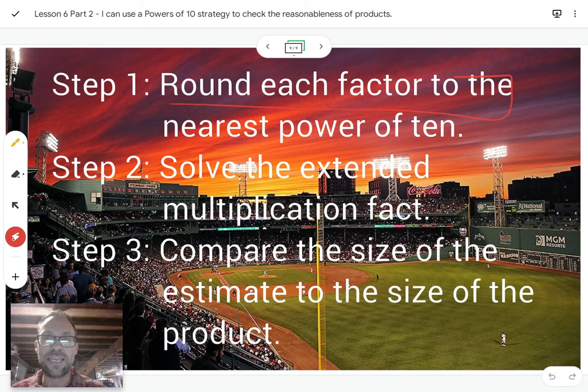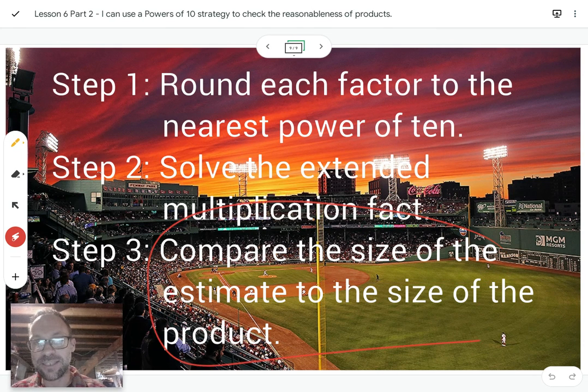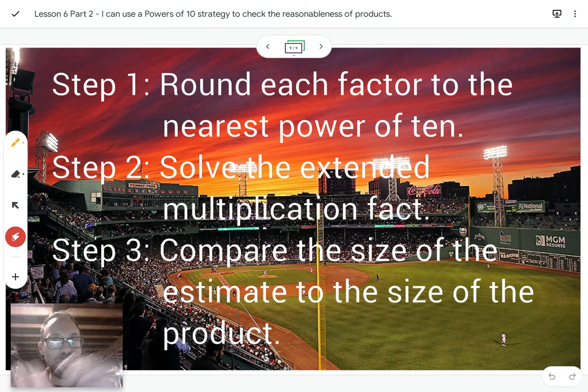Step 1 is to round each factor to the nearest power of 10. And then step 2, we're going to solve the extended multiplication fact. And in step 3, we're going to compare the size of the estimate to the size of the product to see if we are in the ballpark, to see if our answer is reasonable. All right, let's practice.